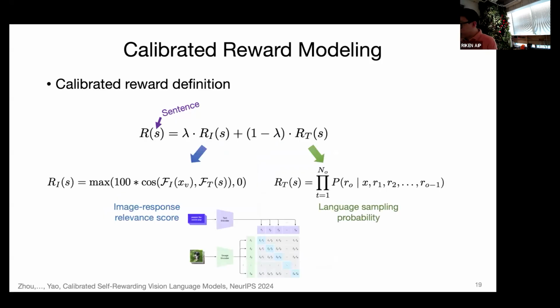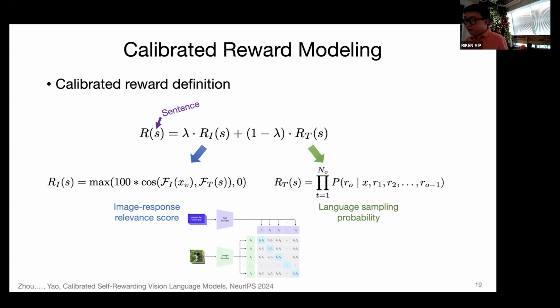The RT here represents language sampling probability, and the higher the probability, the higher the reward we assign, and we rank the sentences accordingly. We also leverage the image to provide additional calibration on the pure language rewarding. Here we use an image relevance, or response relevance, score calculated by CLIP models, but you can also replace it with other models. We combine the image rewarding and the text rewarding to finally get the reward of these kinds of models.